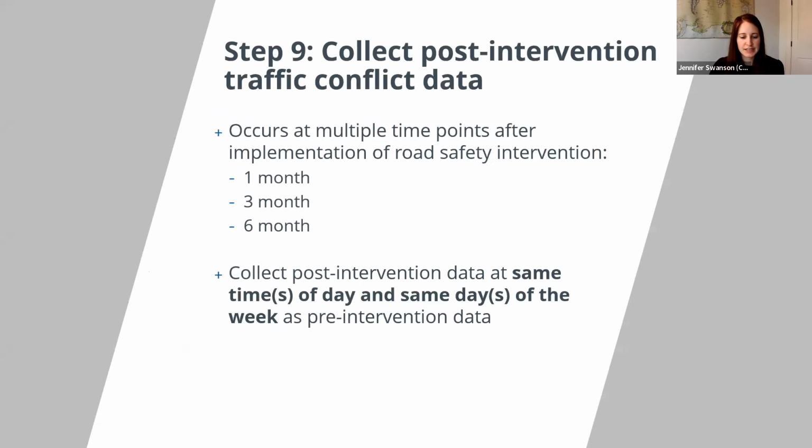Post-intervention data collection occurs at multiple points in time, ideally 1 month after the implementation of a road safety intervention, as well as at the 3 and 6 month mark. If post-intervention data are collected too soon after intervention implementation, the road users are likely to be more cautious and this might skew the data. Post-intervention data collection also gives the most accurate comparison if it occurs at the same time of day and same days of the week as the pre-intervention data collection period.